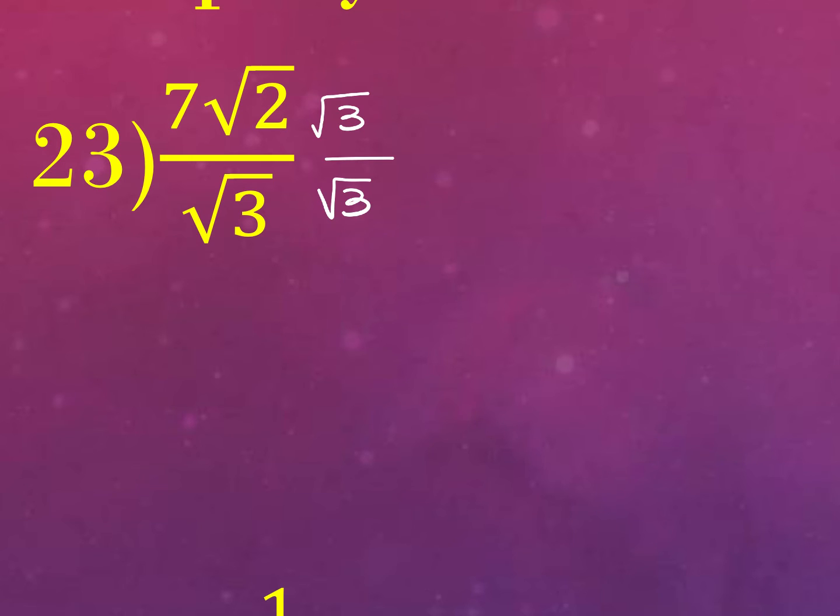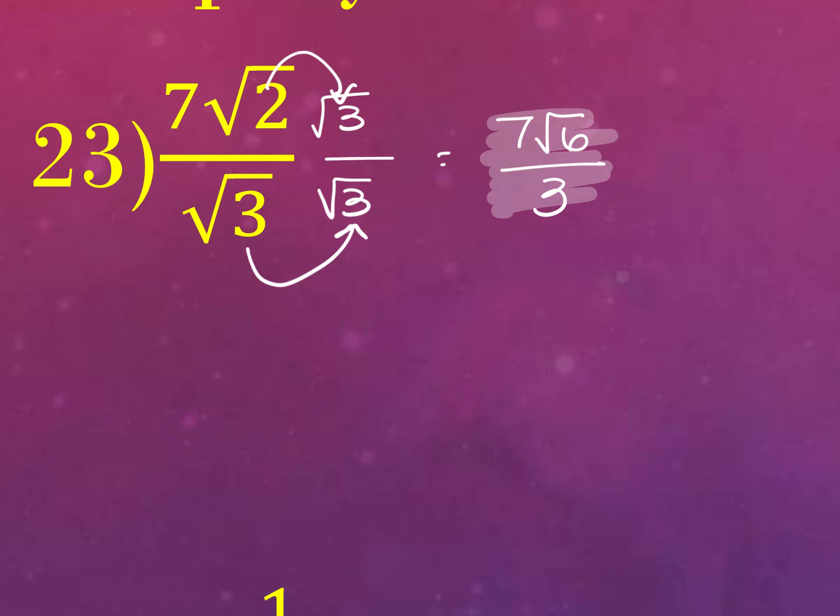So my numerator becomes 7, and then square root 2 times square root 3 is square root 6, over square root 3 times square root 3, which is just 3. 3 doesn't go into 7, so it's going to stay exactly like it is.